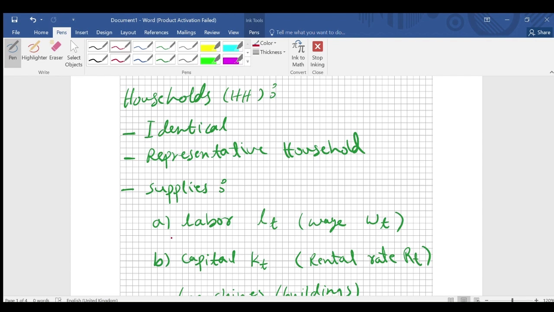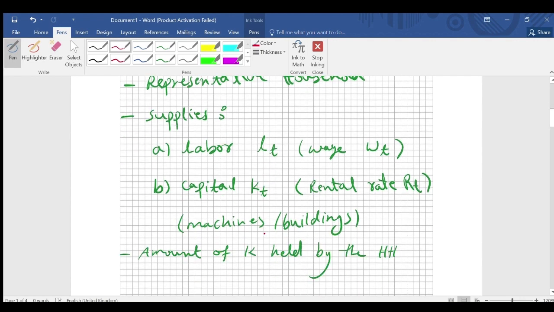Next, we're assuming that the household owns labor and capital, and she supplies all her labor and all her capital to firms for production. So basically, we're assuming that the economy is in a full employment situation. The household supplies her labor and capital without regard to wage or interest rates.